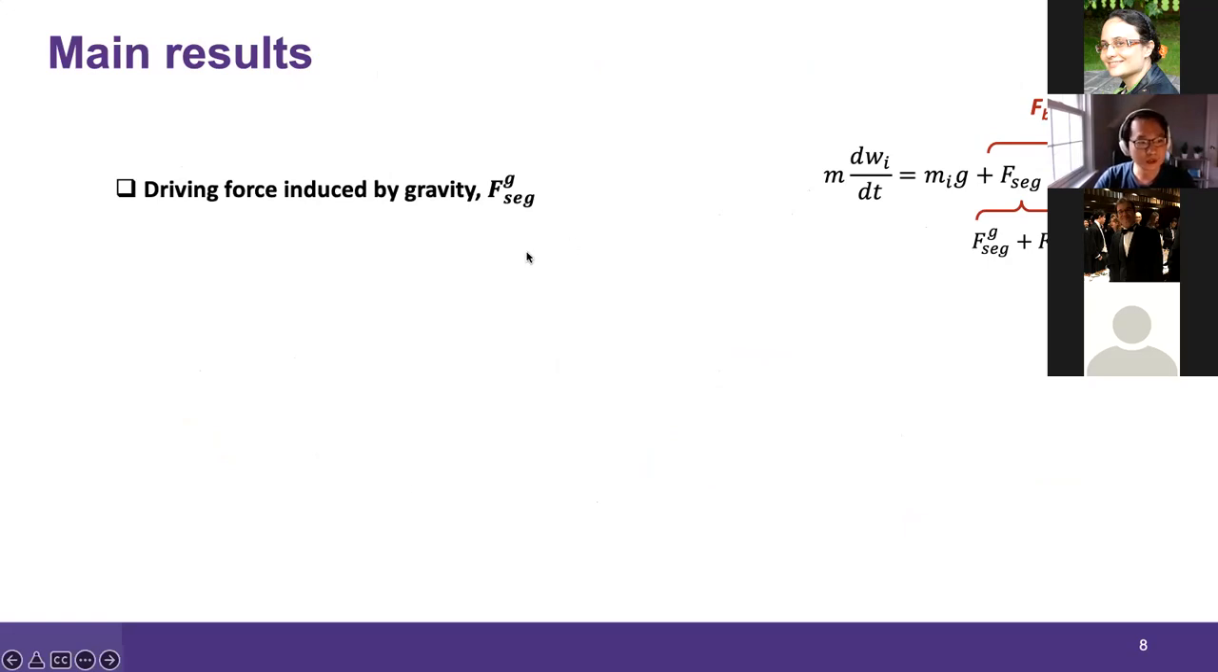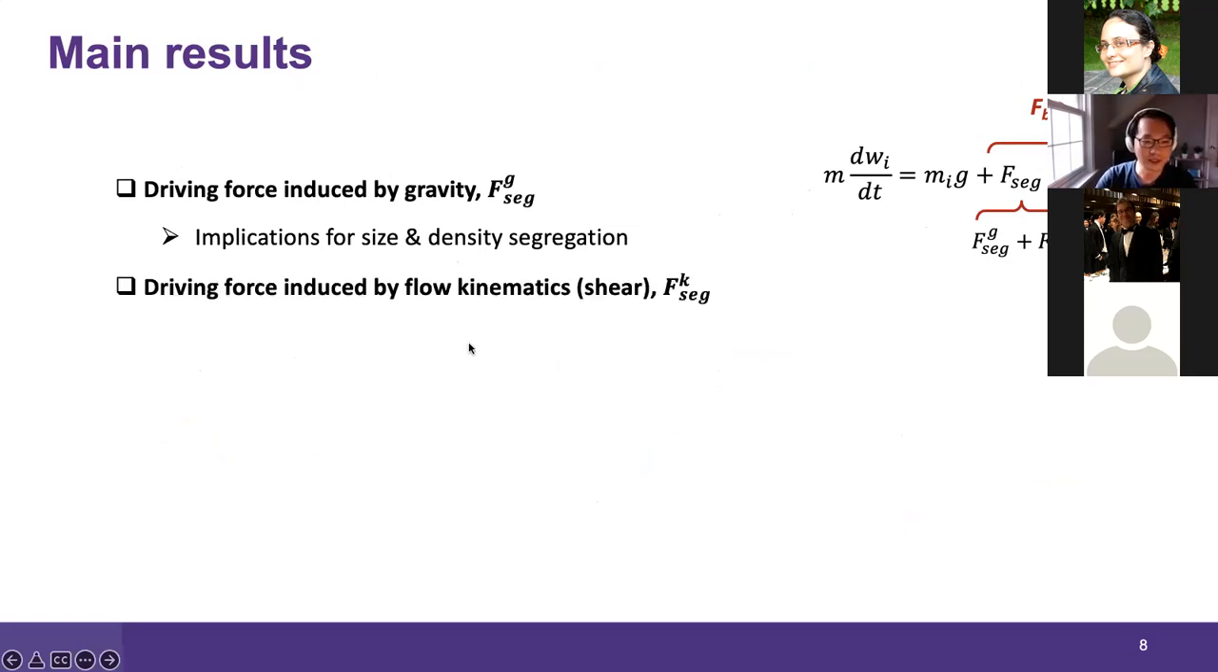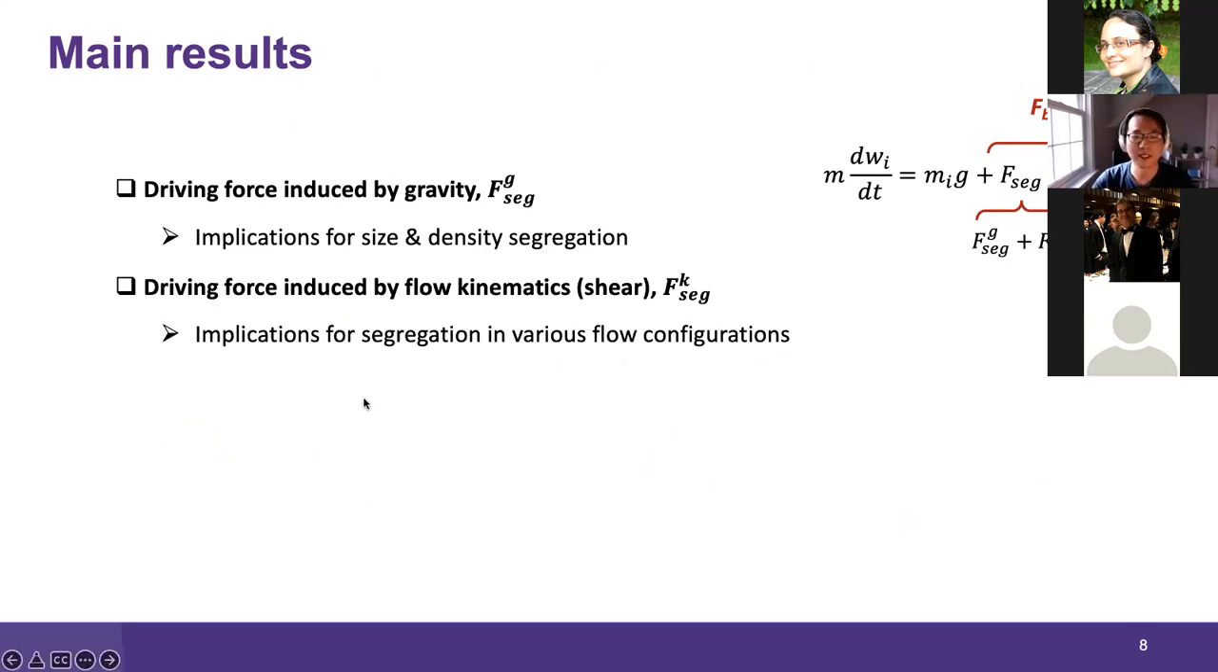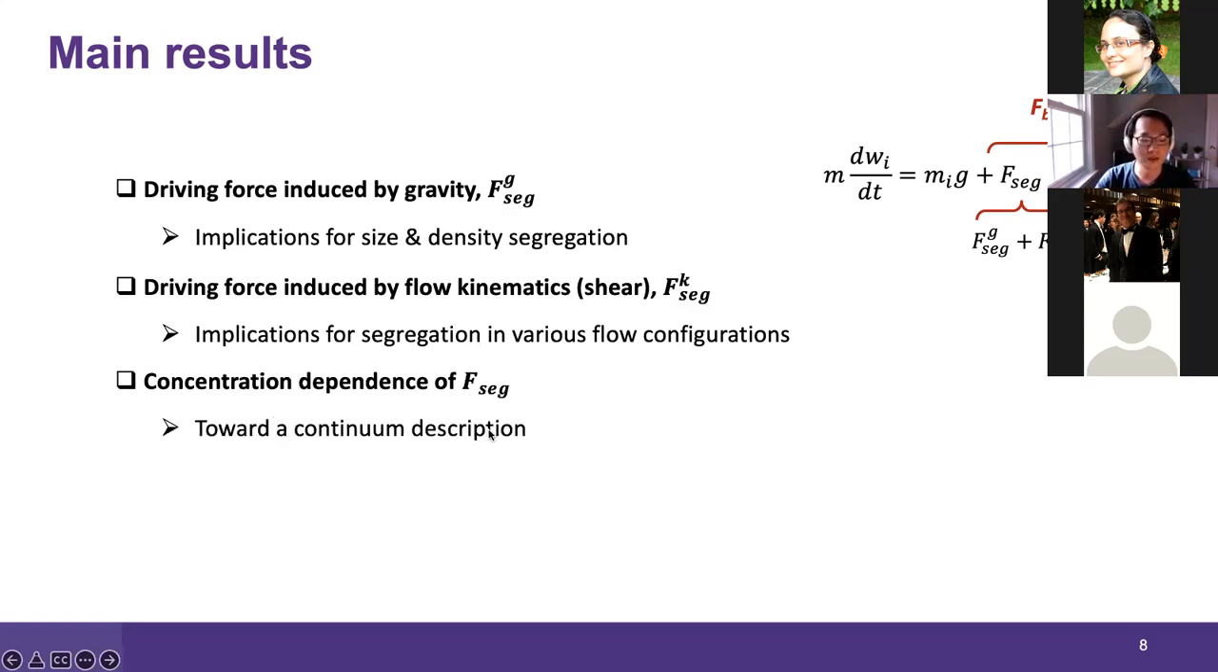Here I want to show you the results of the driving force induced by gravity, and how this implies size and density segregation, and then the driving force induced by flow kinematics, and how these help us understand segregation in different flow configurations. Then I want to talk about some concentration dependence of the segregation force so that we can go from the intruder to a more continuum-like description. Because of time, I will not talk about drag this time. So that's pretty much the results I'm going to show.